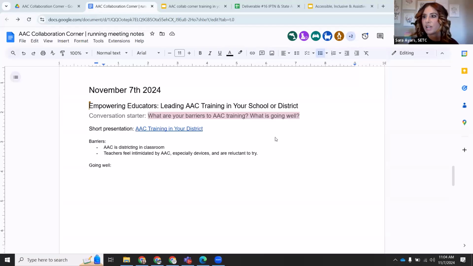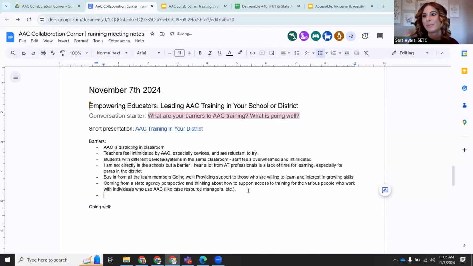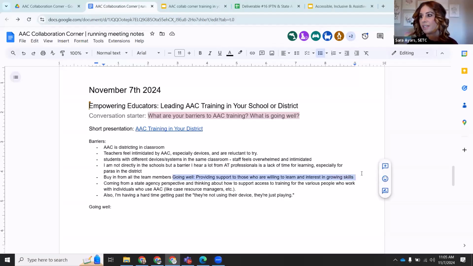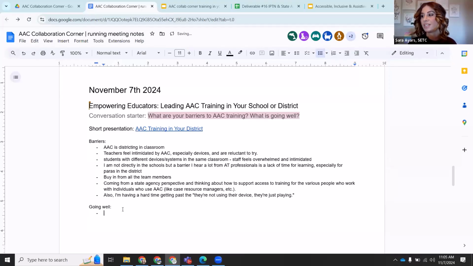Yes. Shares, I'm not directly in the schools, but a barrier I hear a lot from assistive technology professionals is a lack of time for learning, especially for paras in the district. Yes, that was one I was going to say too. Another one, barriers, buy-in from all the team members, but something going well, providing support to those who are willing to learn and interest in growing skills. Yes, I love that. Go with the goers, right? And then coming from a state agency perspective, thinking about how to support access to training for the various people who work with individuals who use AAC, like case resource managers, etc.